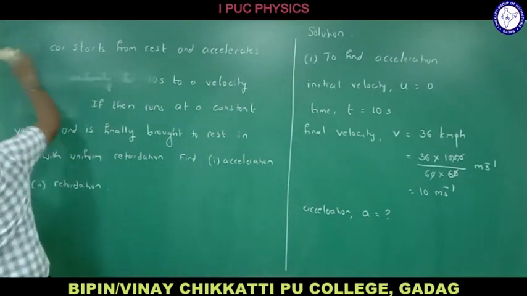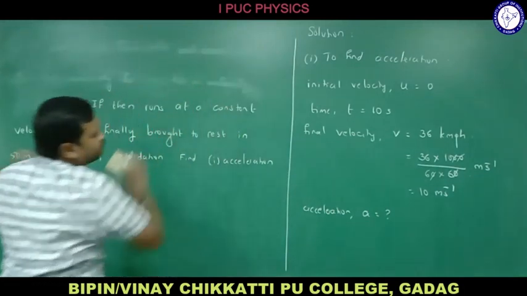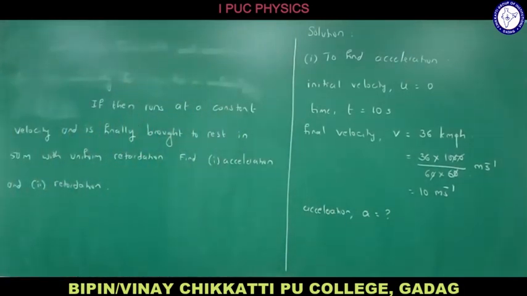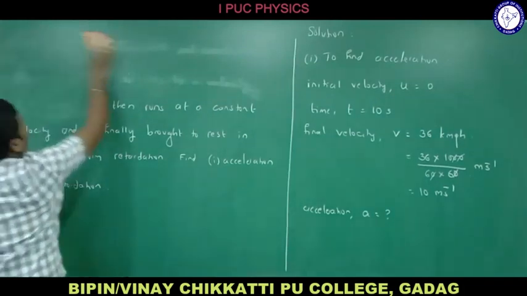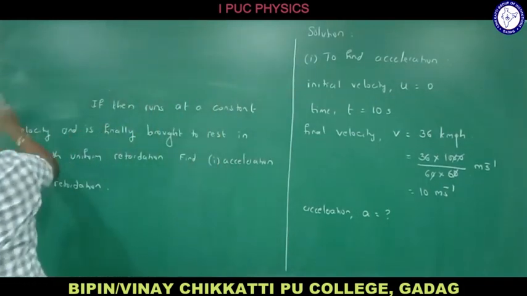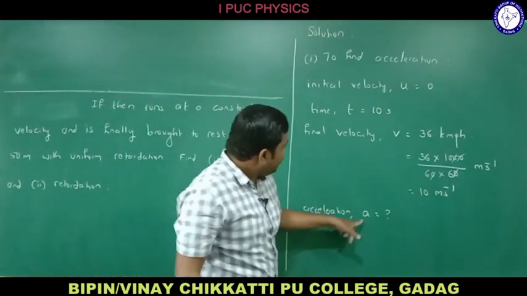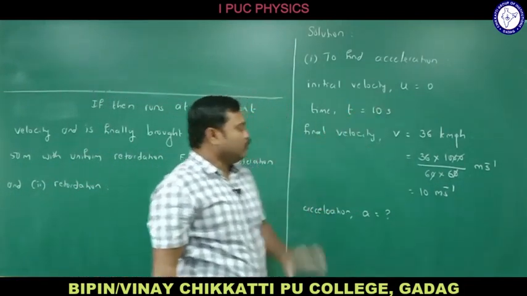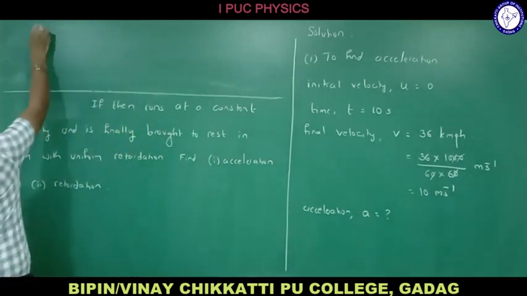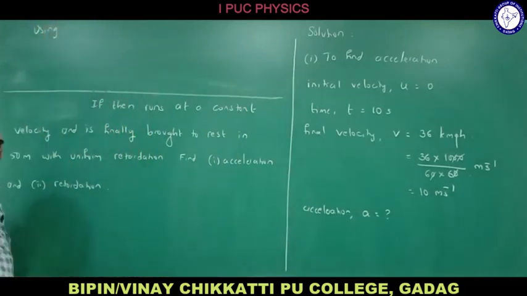I'll be calculating the first part of the problem, right? Let me take the first part of the problem, I consider only the first part. Come on, tell me, which formula shall I use? A, V, T, U, right? Shall I use the first kinematic equation, V is equal to U plus AT?